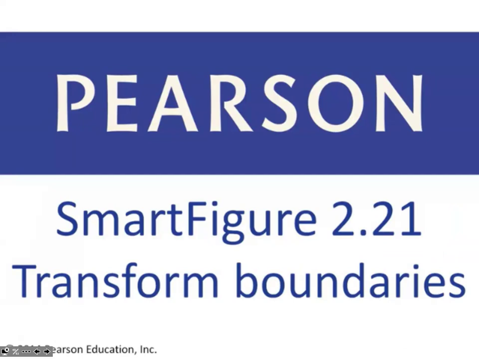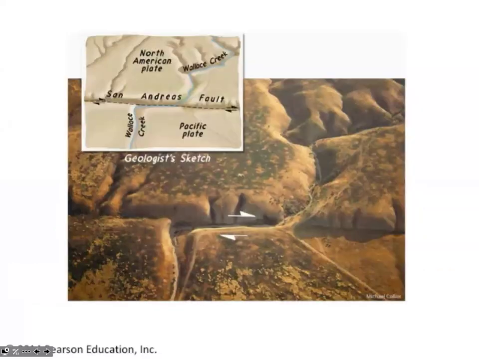Let's begin our discussion by taking a look at a classic location, Wallace Creek in California. Wallace Creek is the name of the little drainage here. I know it's dry at the moment, but when it rains, it does actually have water in it. And it drains across the San Andreas Fault. Motion along that fault has offset Wallace Creek along this central segment right here.